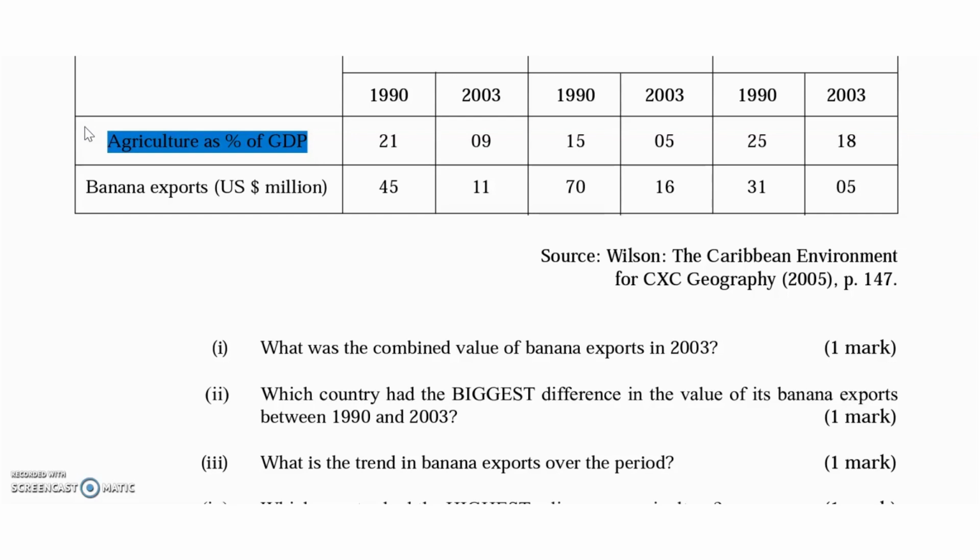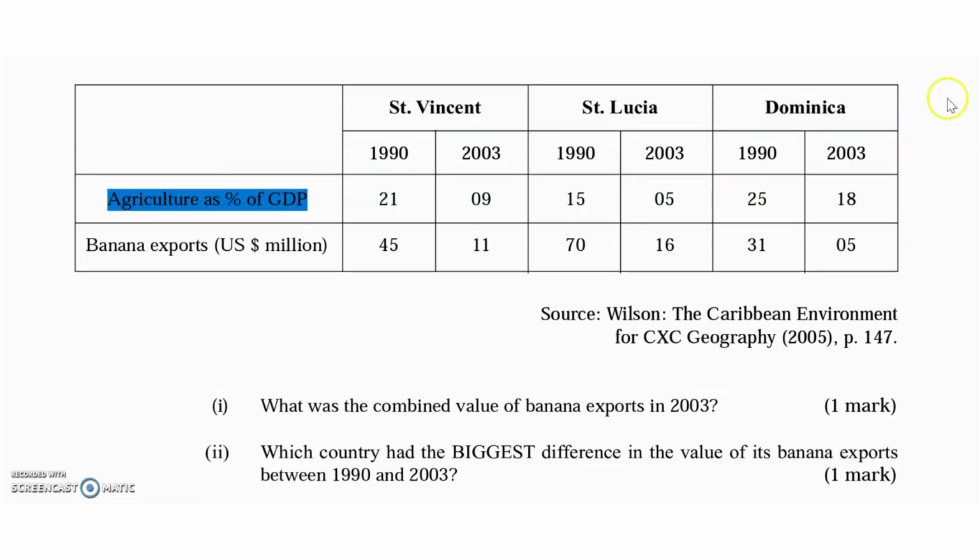All right. And look at it carefully. We can see significantly the largest values were typically associated with Dominica. As you can see, Dominica, 25 percent of GDP in the year 1990 and 18% in the year 2003, which exceeds St. Vincent and St. Lucia, respectively, for their specific period. All right, the answer would be Dominica.